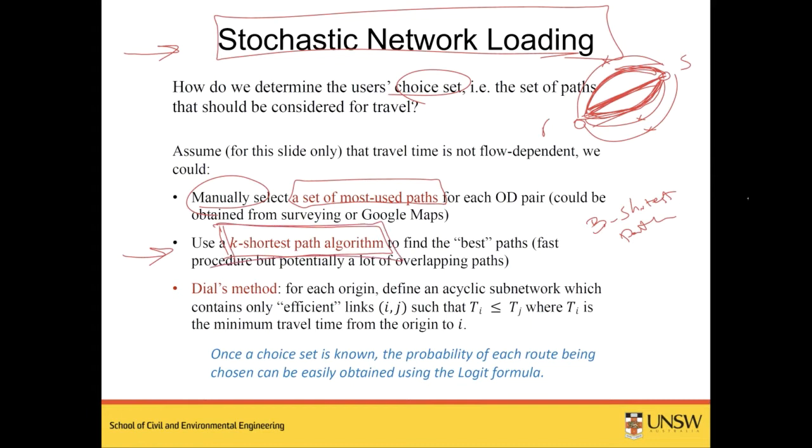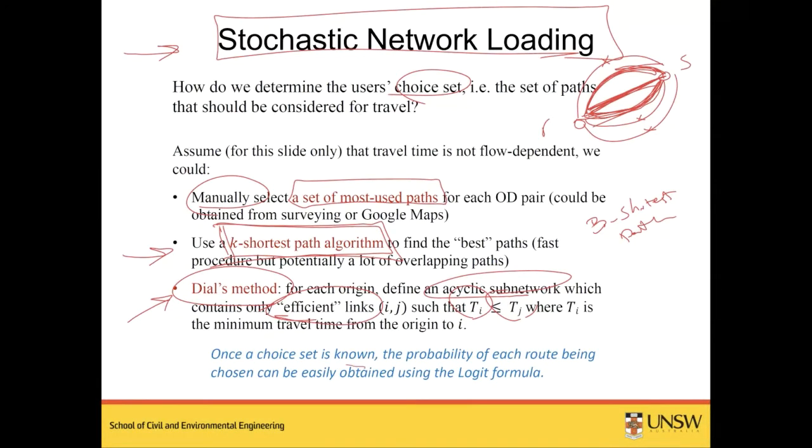And there's another method called Dial's method, which tries to define an acyclic subnetwork that only contains efficient links, such that the travel time of link I is smaller than the travel time of link J. I'm not going to talk much about Dial's method here, but again, just wanted to tell you that there are many different ways of determining that user's choice set when it comes to a stochastic network loading.